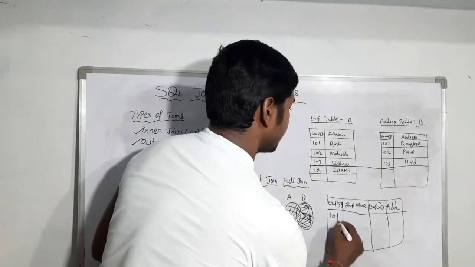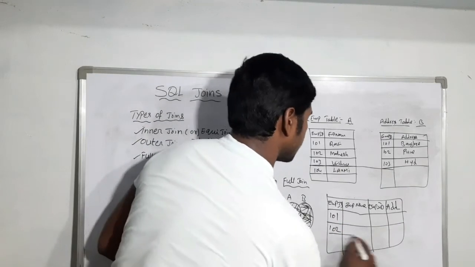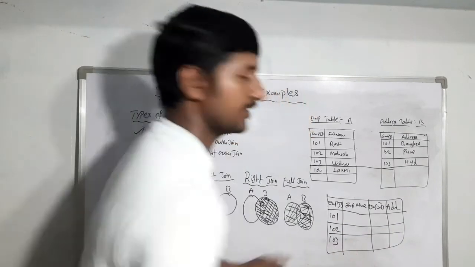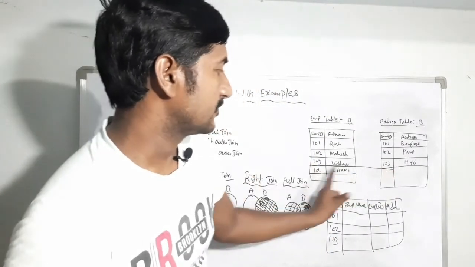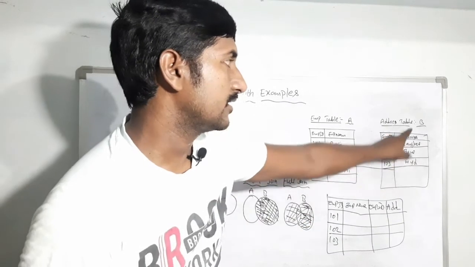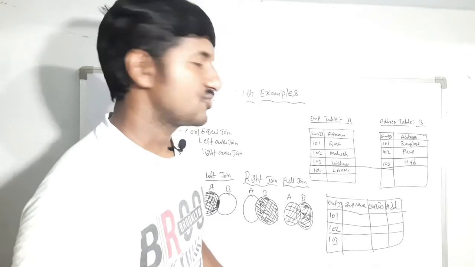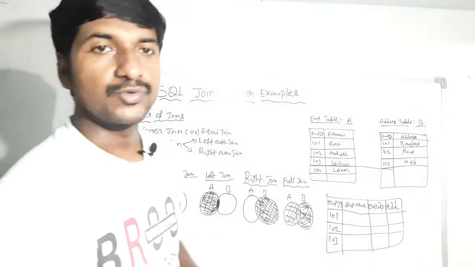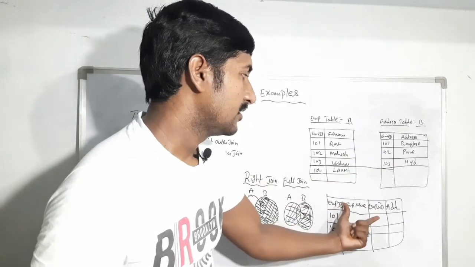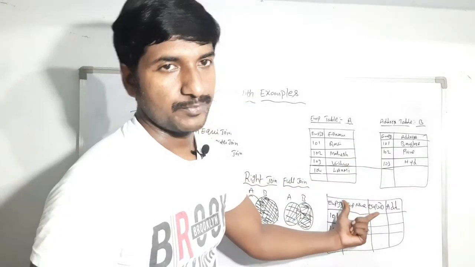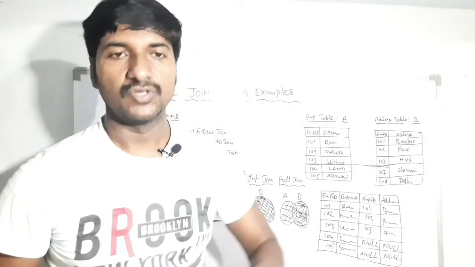So what are the matching records here? 101, 102 record and 103 record. Only up to 103 records are matching. There is no 104 matching record in the address table. That is nothing but equi join or inner join. I hope you cleared your doubt. Only matched records will get as an output.